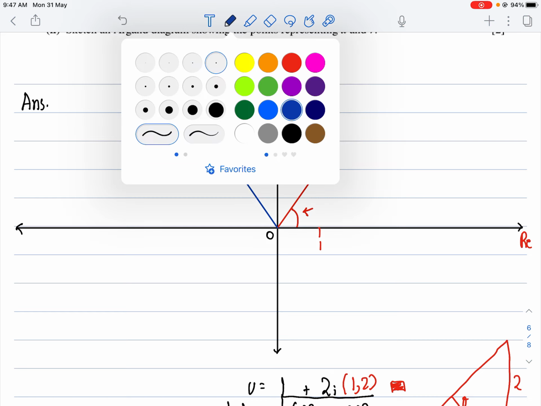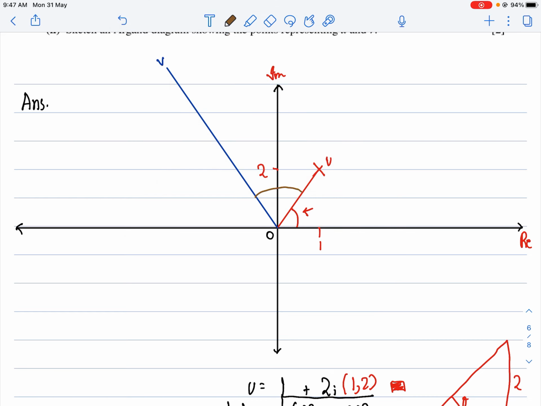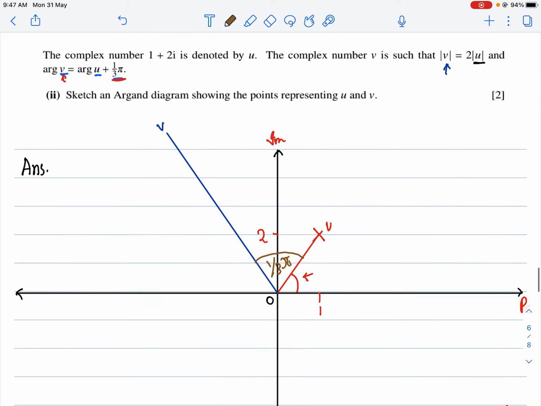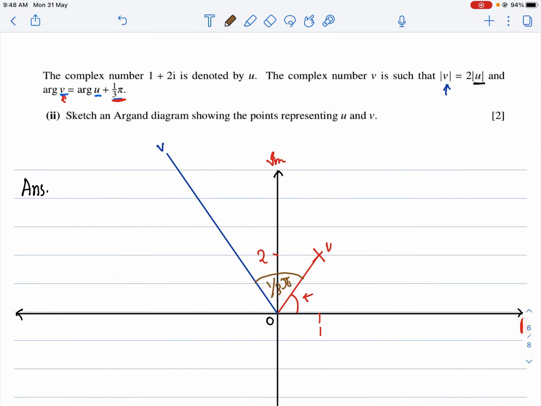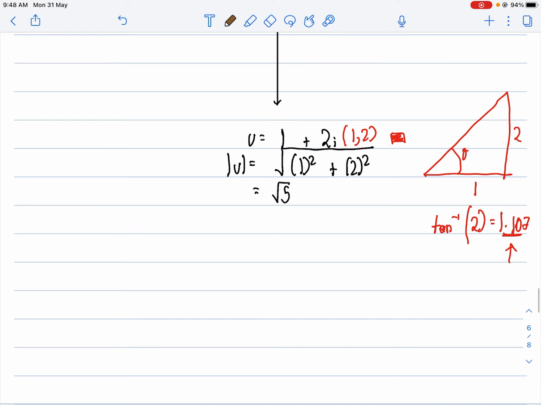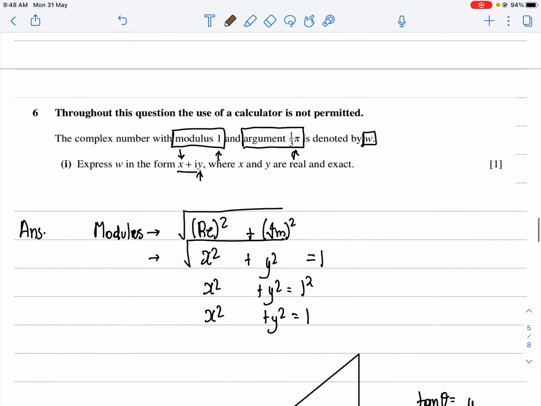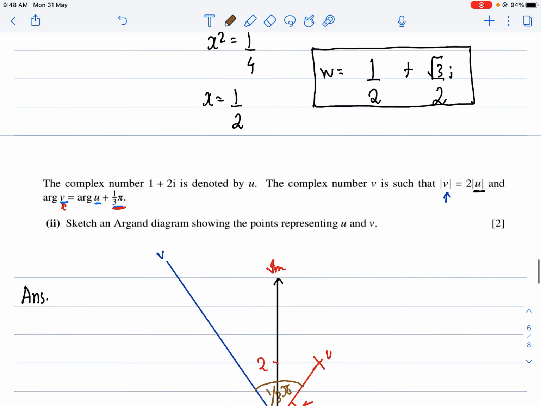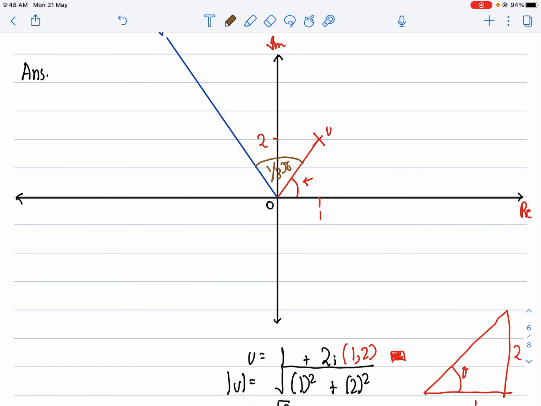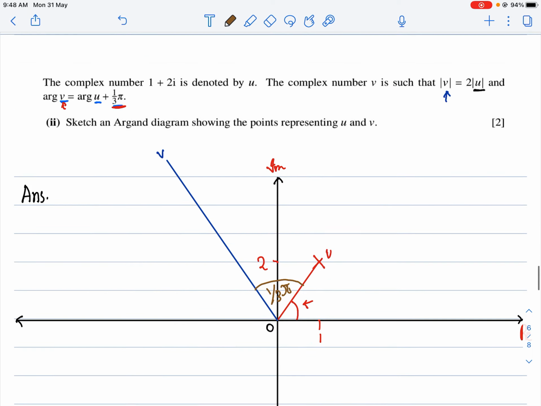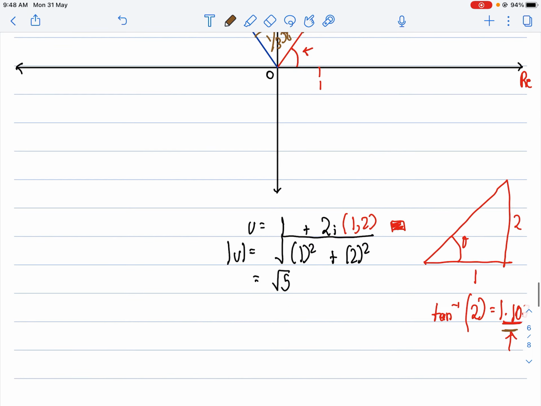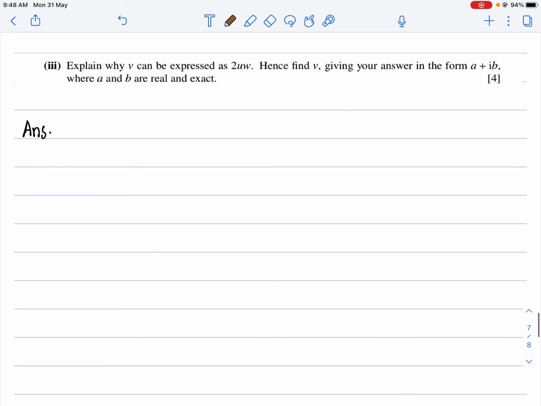And I can state that the angle in between is 1 over 3 pi, because simply the difference between the argument of v and the argument of u is 1 over 3 pi. So you don't need to calculate this. I just did this for your understanding, because as you can see here, the calculator is not permitted. So you just need to get an approximation. I just did it for your understanding. Now, the third part.